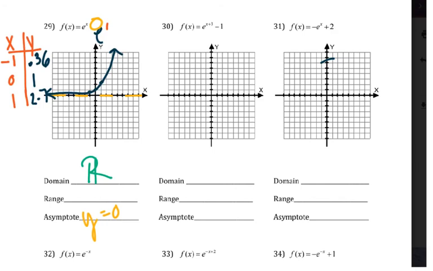Domain is always all real numbers. Range is always your asymptote. They all live above 0, so it's greater than 0. So now for number 30, you have two options. You can take this parent function and shift it according to that, or you could plug it into y equals and see what it looks like. So let's shift from the parent function. That's actually going to be the easiest.